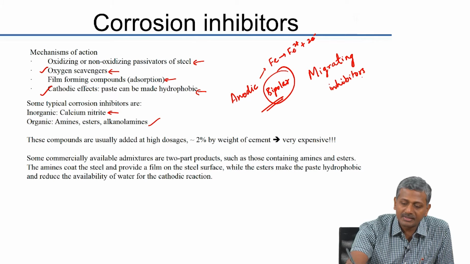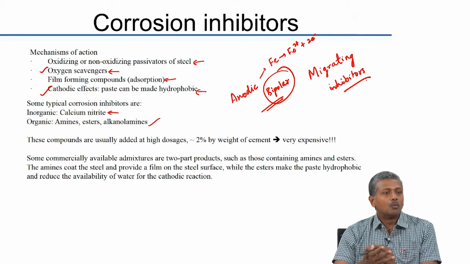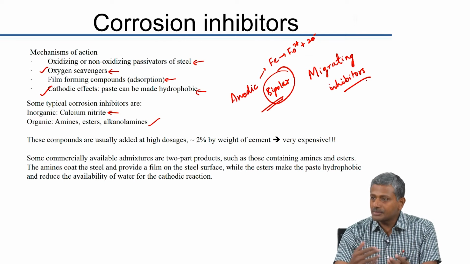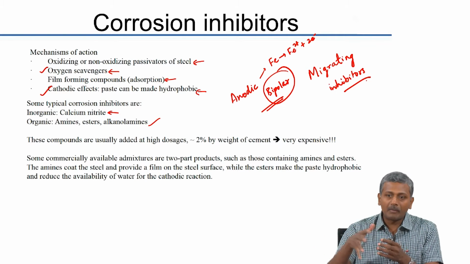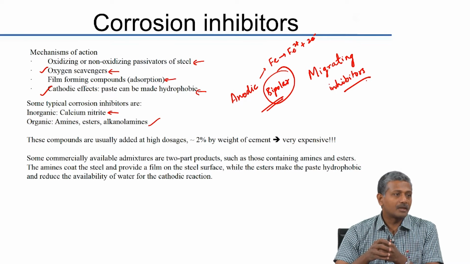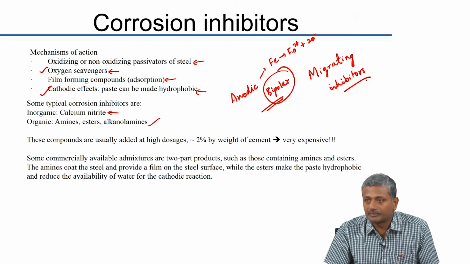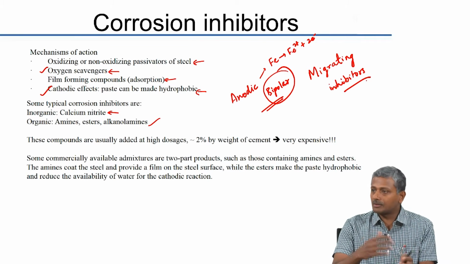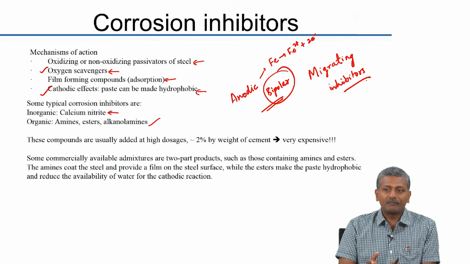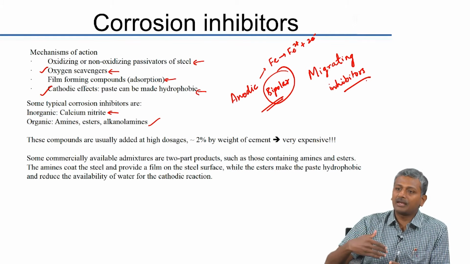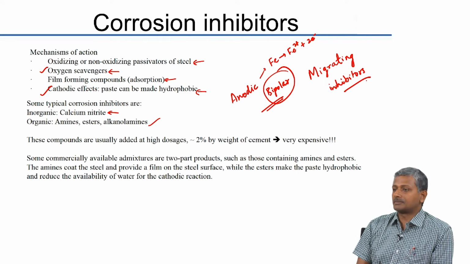Now, how these function is that even in concrete that is already in place, concrete that is hardened, what these chemical manufacturers claim is that you can actually spray or brush the chemical on the surface of your concrete, and they will migrate to the sites of the reinforcing steel and lead to a protection by one or more of these mechanisms. While as an admixture we are adding it to the fresh concrete, here in a migrating inhibitor the concrete is already hardened and we are applying it by a brush or spraying it on the surface of the concrete. It migrates to the site of the steel and provides the corrosion protection.